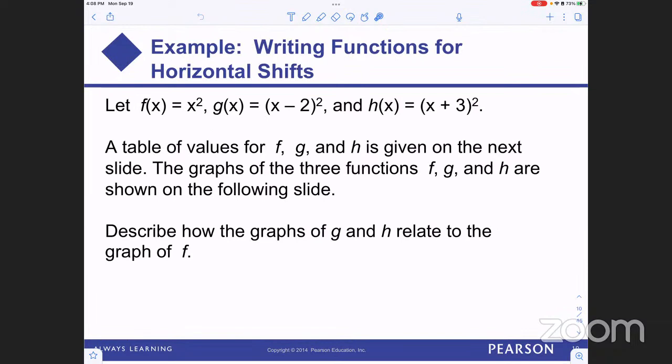So we saw what outside manipulations, adding and subtracting, did. Let's see what happens when we do inside manipulations, adding and subtracting. So we're going to start with the basic function of y equals x squared. And then we're going to subtract 2 on the inside of our basic function and add 3 on the inside of our basic function. And just like in the previous example, we're going to make a table of values and plot the points and compare the graphs.